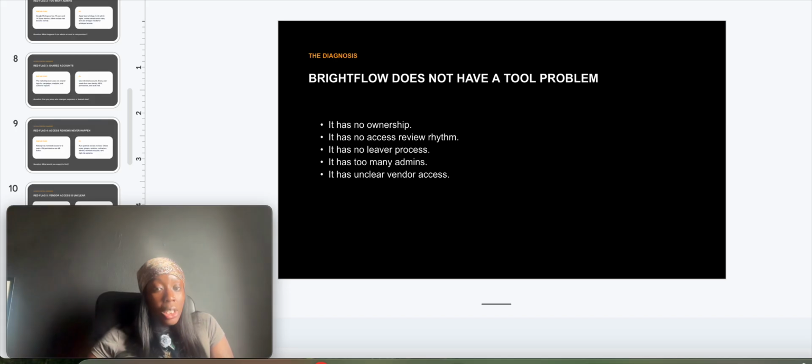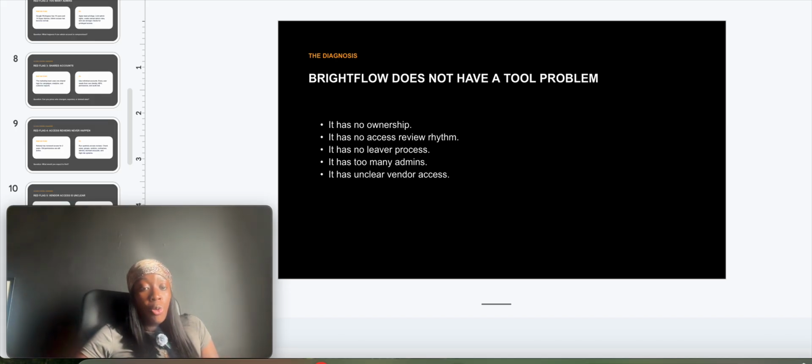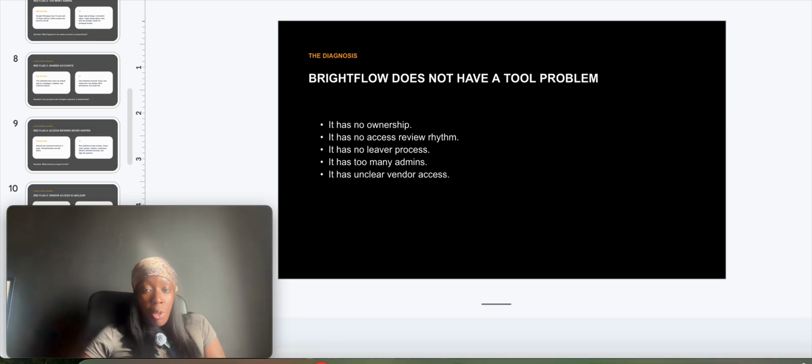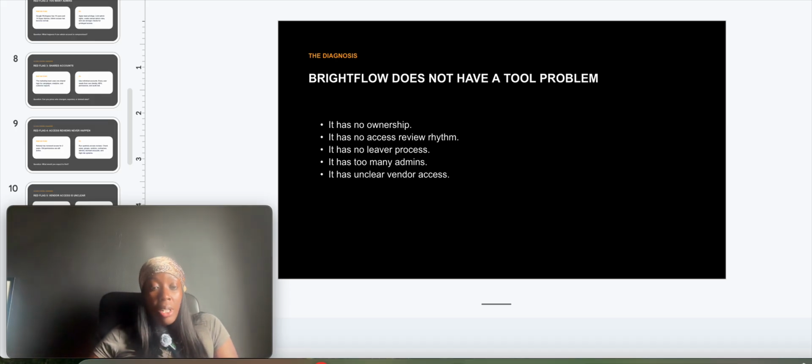So, in conclusion, BrightFlow does not have a tool problem. They have issues around ownership. So there isn't ownership around systems and processes. They don't have an access review rhythm, so the way they do access reviews is not systematic. There is no leavers process, so there's no way of making sure that leavers are offboarded from the organization and their access is removed.